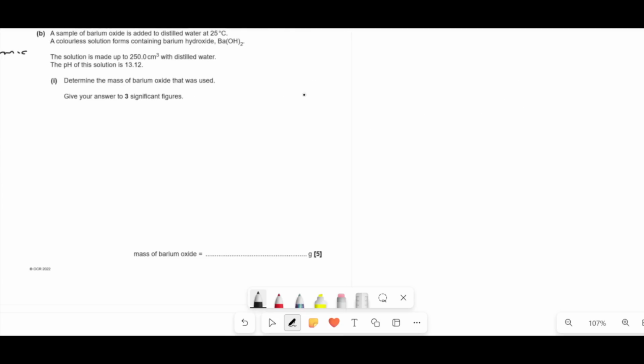Either's fine. A sample of barium oxide is added to distilled water at 25 degrees Celsius, and then a colorless solution is formed containing Ba(OH)2. The solution is made up to 250 centimeters cubed of distilled water, and the pH of this is this. Determine the mass of barium oxide that was used. So we're adding a hydroxide to water and its pH has changed. So we need to look at H+ eventually. So if we work out H+, that's going to be 10 to the minus 13.12.